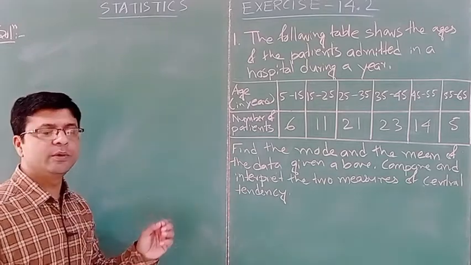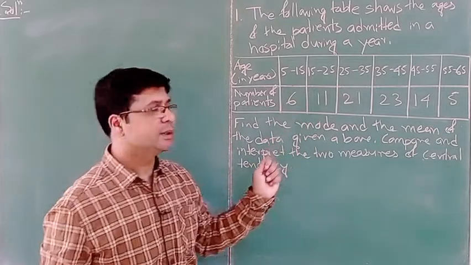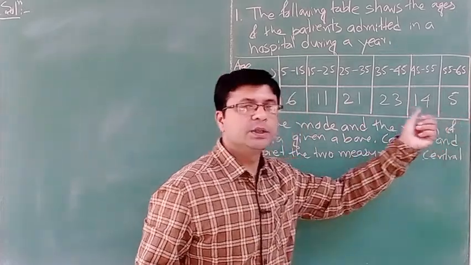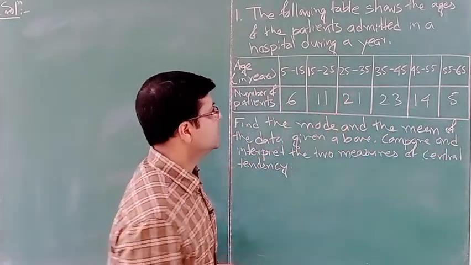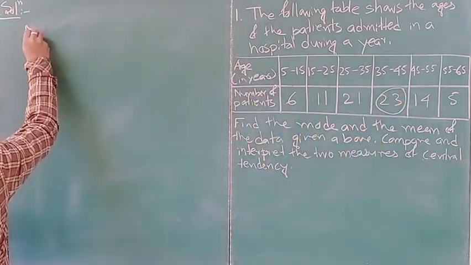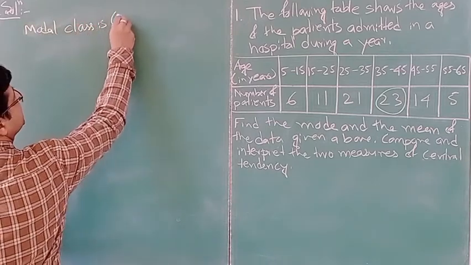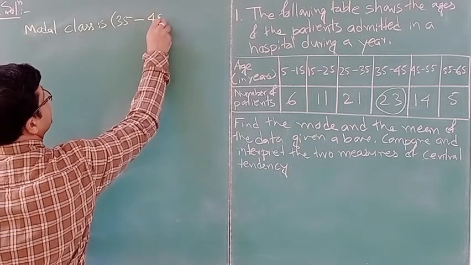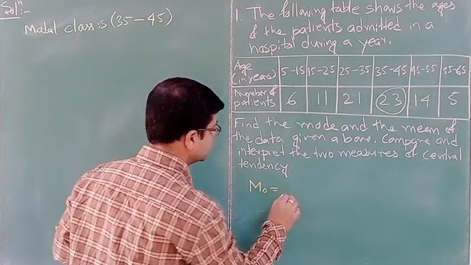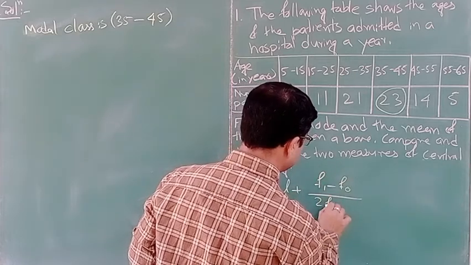Okay, dear students, to find the mode it is not necessary to prepare a table. At first we have to identify the modal class. Now you can see the frequencies are 6, 11, 21, 23, 14 and 5. Which has the maximum frequency? Yes, this one. So our modal class is 35 to 45.